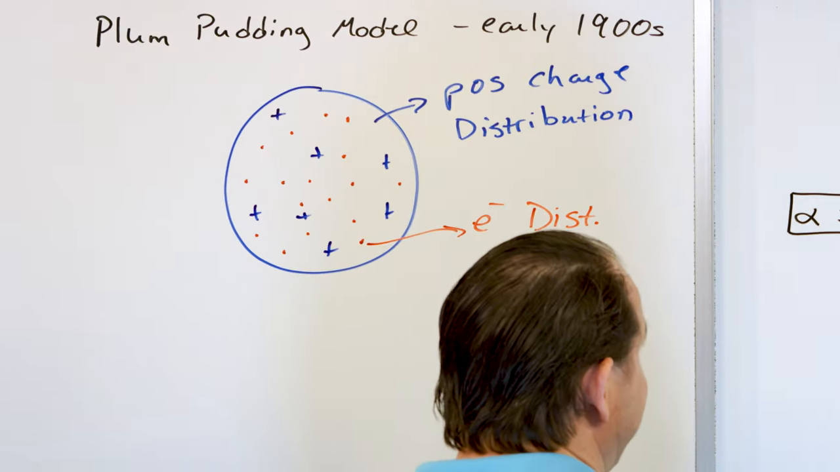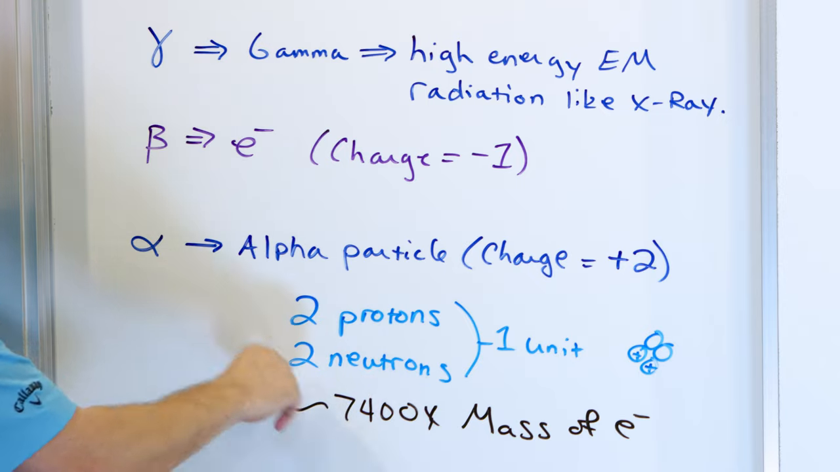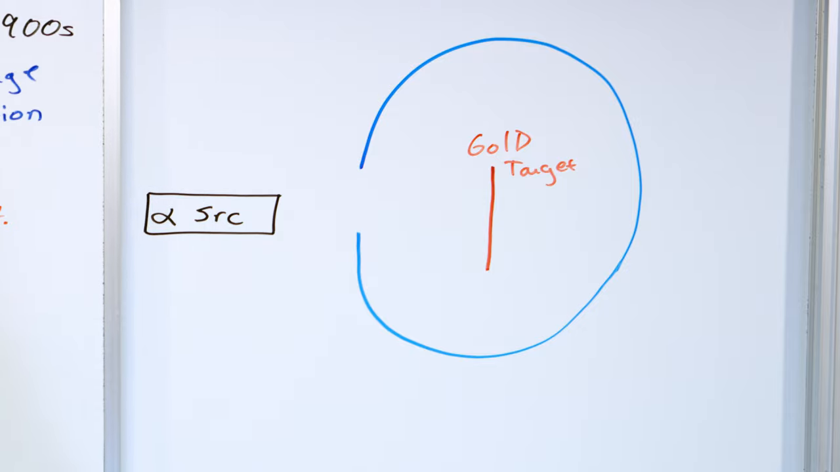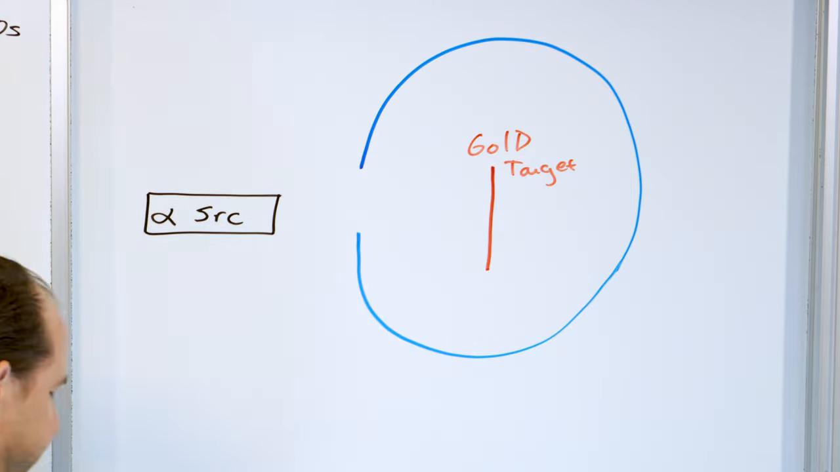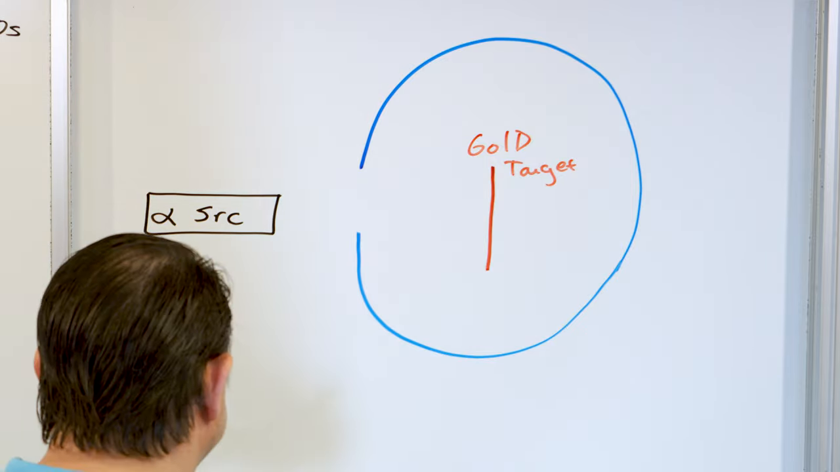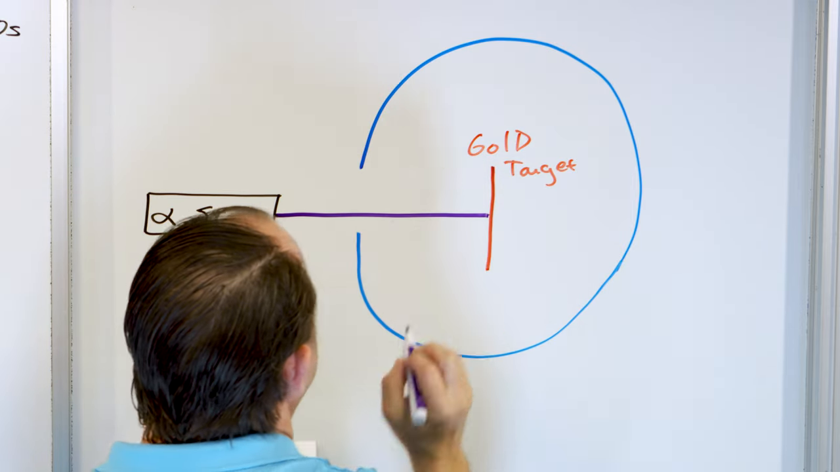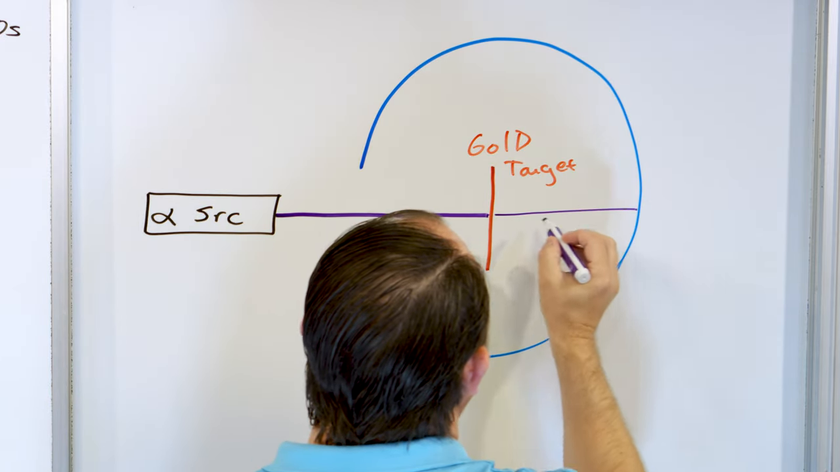Remember, these alpha particles are very massive. The alpha particle is 7,400 times the mass of an electron. It really would be like shooting a cannonball into some bushes or something like that. So where do the particles go? Well, you shoot this beam at the target, and what you actually find is a lot of them do go pretty much straight through.